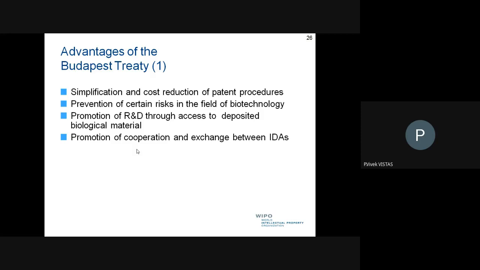So what is the advantage of this Budapest Treaty? Simplification and cost reduction of the patent procedure, prevention of certain risks in the field of biotechnology. We can promote R&D through access to the deposited biological material and promotion of cooperation and exchange between IDAs. So if an organism is stored in one place, we can easily exchange it and anyone can use it with the prior protocol.